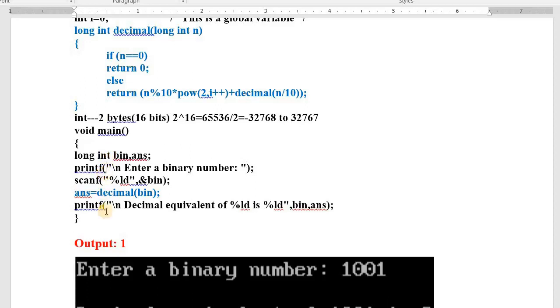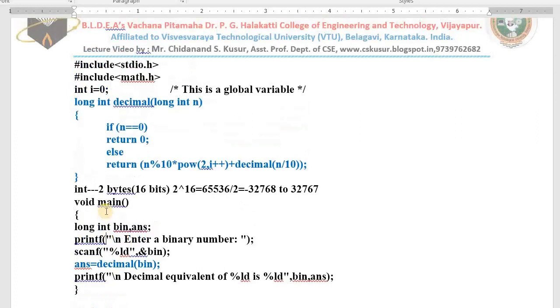In order to write this program, we need one global variable. As you know already, what is a global variable? That variable can be used not only inside the main function, you can use it within any of the user defined functions. That is what we call a global variable. In this program, we are writing a recursive function, which means we are calling decimal in the decimal only. That's why here the first time the i value is 0. Every time, first I calculate 2 raised to 0, next 2 raised to 1, next 2 raised to 2, 2 raised to 3, 2 raised to 4.